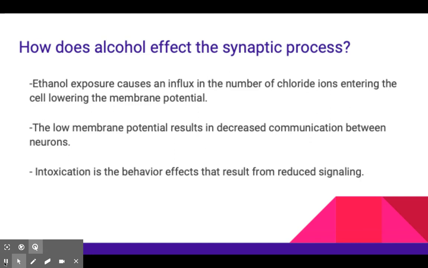So when we're talking about the synaptic process, it all starts with a GABA receptor. In an alcohol-free environment, the GABA neurotransmitter attaches to the receptor and it controls the cell's chloride ions. When it's exposed to ethanol, there is an influx in the number of chloride ions entering the cell, causing the potential to decrease. So that's why the action potential is decreased here, because there's an increased amount of chloride ions entering. And so the lowered membrane potential gives us decreased communication.